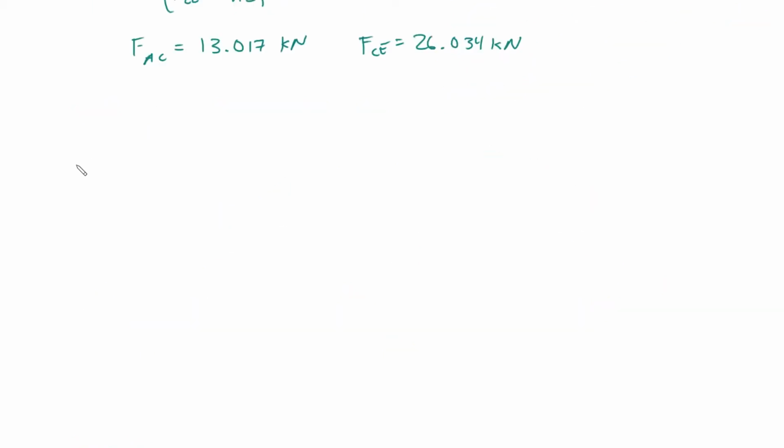So we're almost done with this problem. We have to just analyze 2 more joints. So the next joint we're going to look at is joint E, I believe. Yeah, joint E. So what we have is going to be the sum of the forces in the y direction, which equals E minus FCE sine of theta, which equals 0.